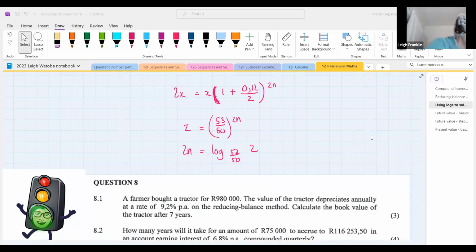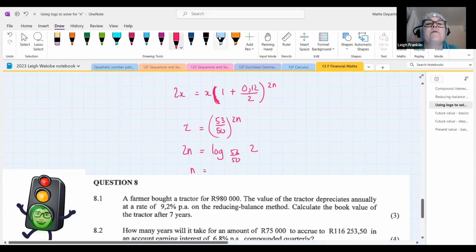Let's just do that quickly. And then you can share what you're getting as an answer for n. There we go. Good. 5,95. Lovely. Well done.